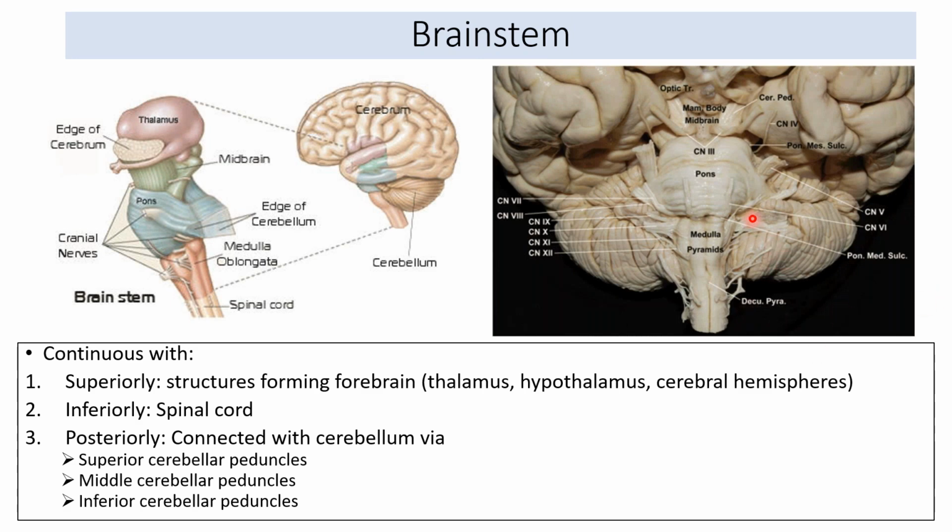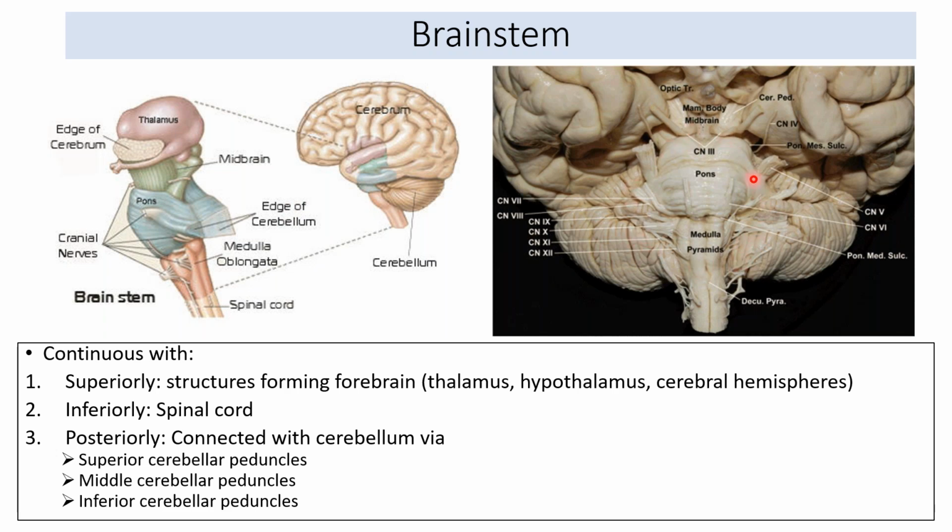Superiorly we can see it is continuous with structures forming the forebrain. Those are the thalamus, hypothalamus, and the cerebral hemispheres. Inferiorly, we had seen that it was continuous with the spinal cord. And now look into the posterior aspect.